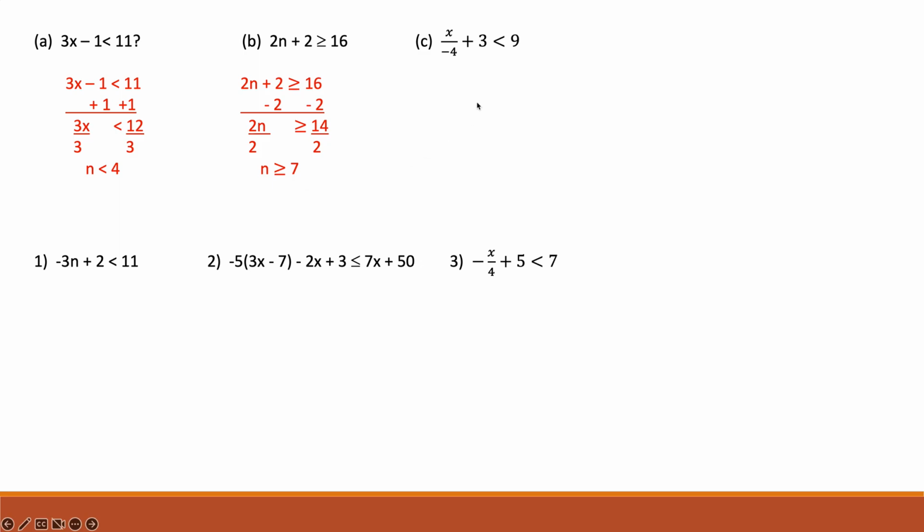Now we're going to try letter C. Go ahead. Okay, so first we subtract 3 from both sides. That gives me x over negative 4 is less than 6. I multiply both sides by negative 4. And now, because I'm multiplying by a negative, I have to switch the direction of the inequality. I get x greater than, and multiplying by negative 4, it cancels out the negative 4 on the left. And on the right, 6 times negative 4 is negative 24.